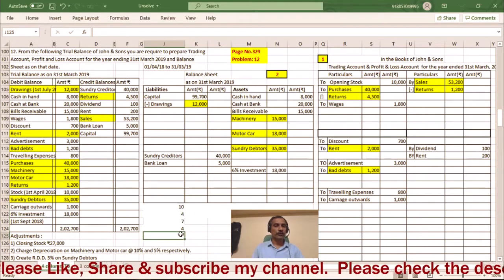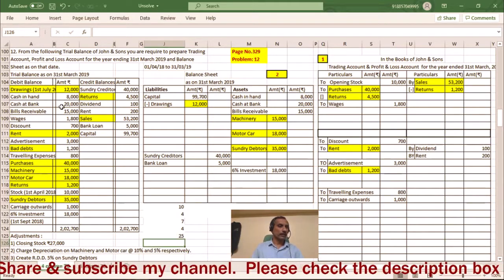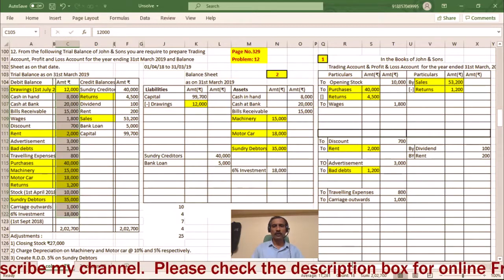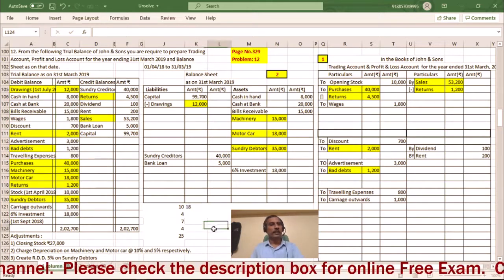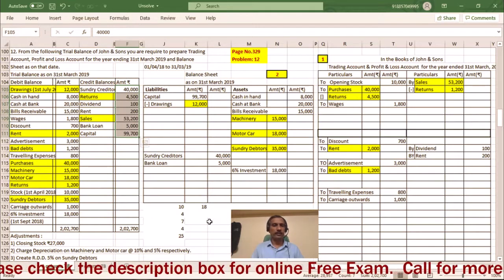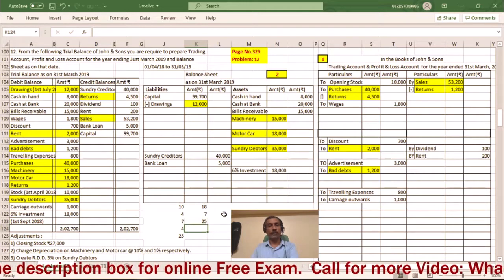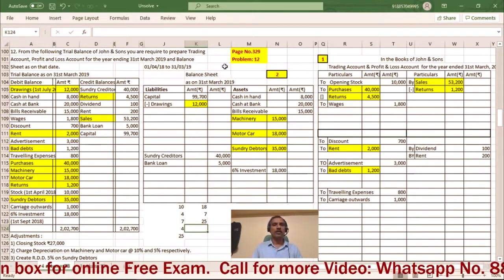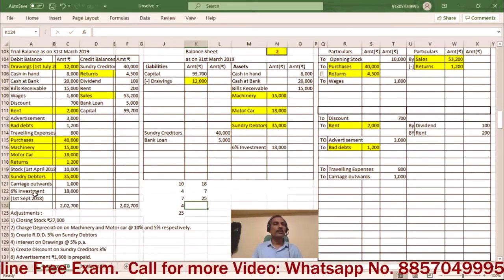Okay, so now we have to count all these balances. Trial balance debit side, how many balances are there? If you count, okay, 18. Then credit side 1 2, you can see the count here is 7. So total 18 plus 7 means 25 balances. Okay, so now we have posted all these balances on their respective account and statement. So now we have to solve these adjustments.